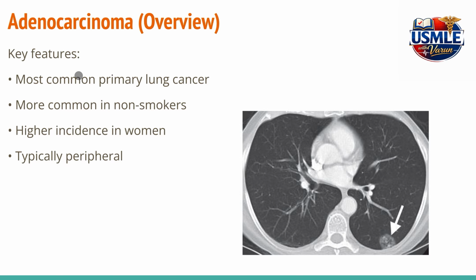Adenocarcinoma is the most common type of lung cancer overall. Unlike small cell carcinoma, this is commonly seen in non-smokers and is more frequent in women. Another key distinguishing feature is its location. It typically arises in the peripheral parts of the lung. So, if a question describes a peripheral lung lesion in a non-smoker, adenocarcinoma should be on the top of our differentials.